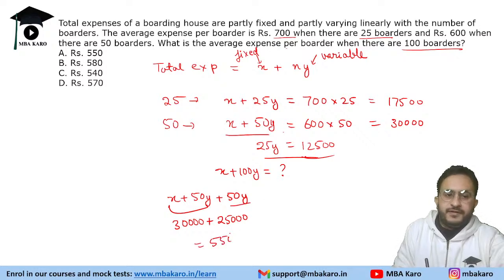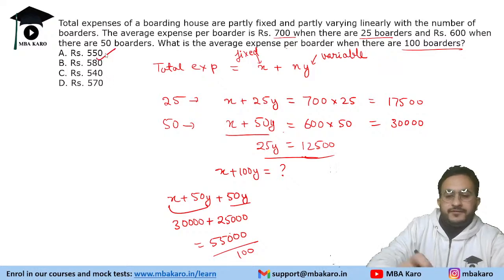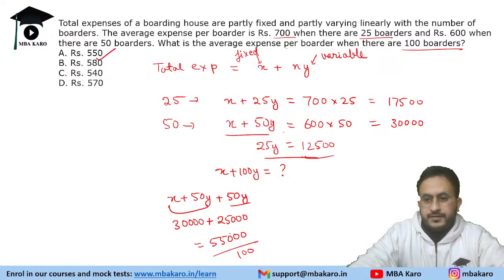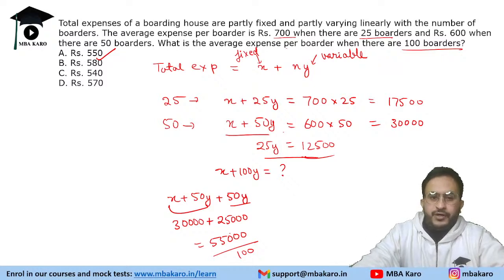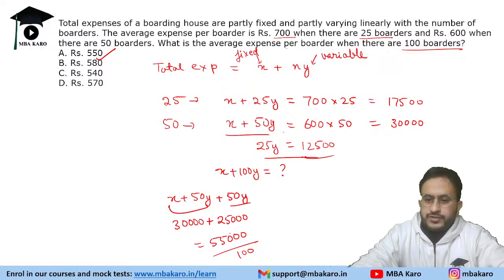That is 55,000. So when we have 100 boarders, the total cost is 55,000. So average will be 550. So 550 per boarder. Need not calculate the fixed cost. You could do it just by finding the variable cost also.